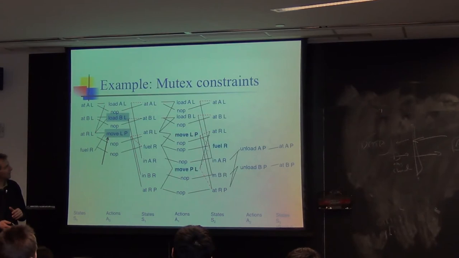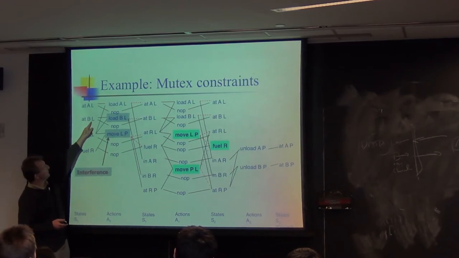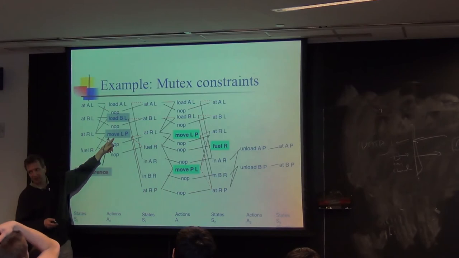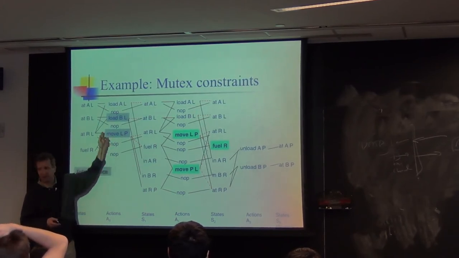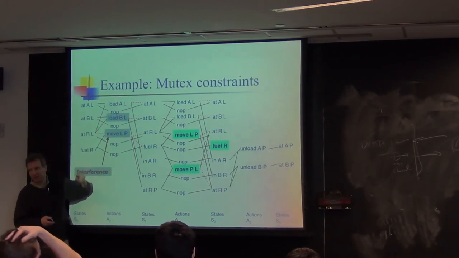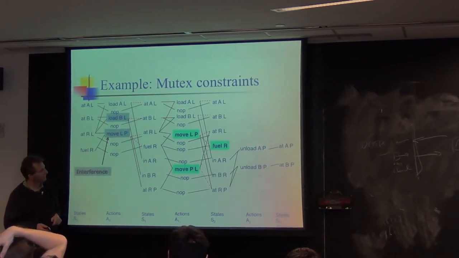All right. Interference. This requires for B to be at L. If I do this action, this is going to put the robot at P. And you're not going to be able to do this because it's not at L. All right? Similar with that over there.